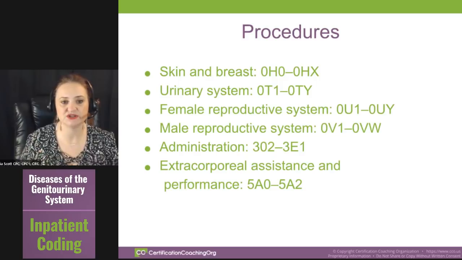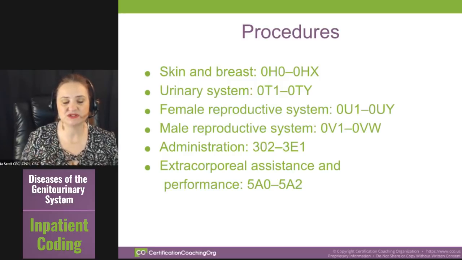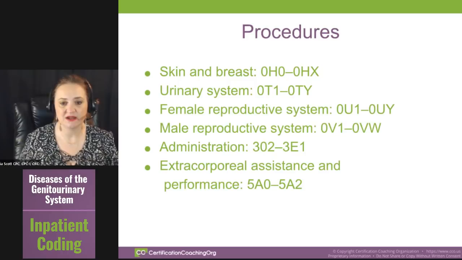So that's why you're getting the range. Female reproductive system will be OU. Male reproductive system is OV. Administration, if we're going to administer something, that is 3, 0, 2 through 3, E1. And these are all tables that you'll go to. Extracorporeal assistance and performance is going to be 5A, 0 through 2.